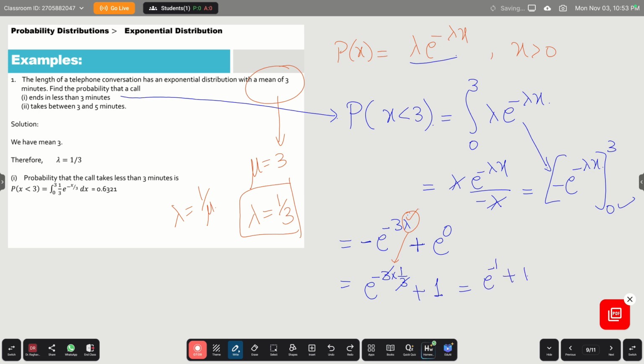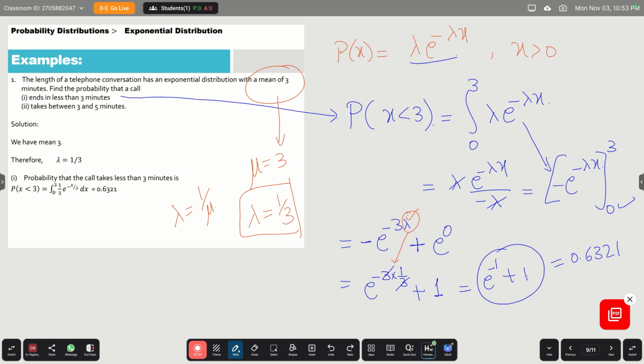And you can use your calculator to find the final value of this. This value is going to be 0.6321. So 0.6321 is the probability. That means there is a 63% chance that the call will end in 3 minutes.